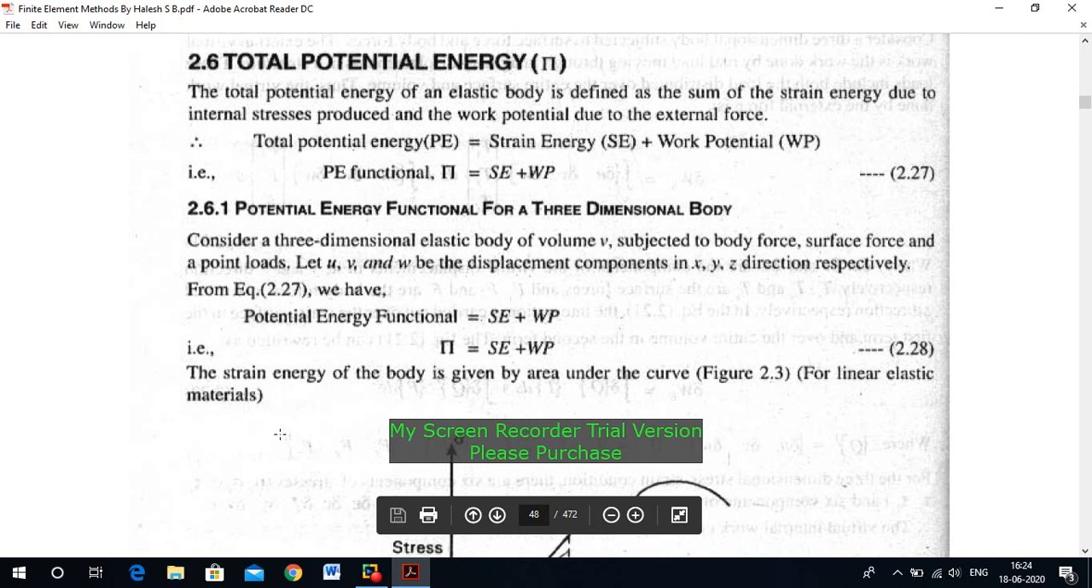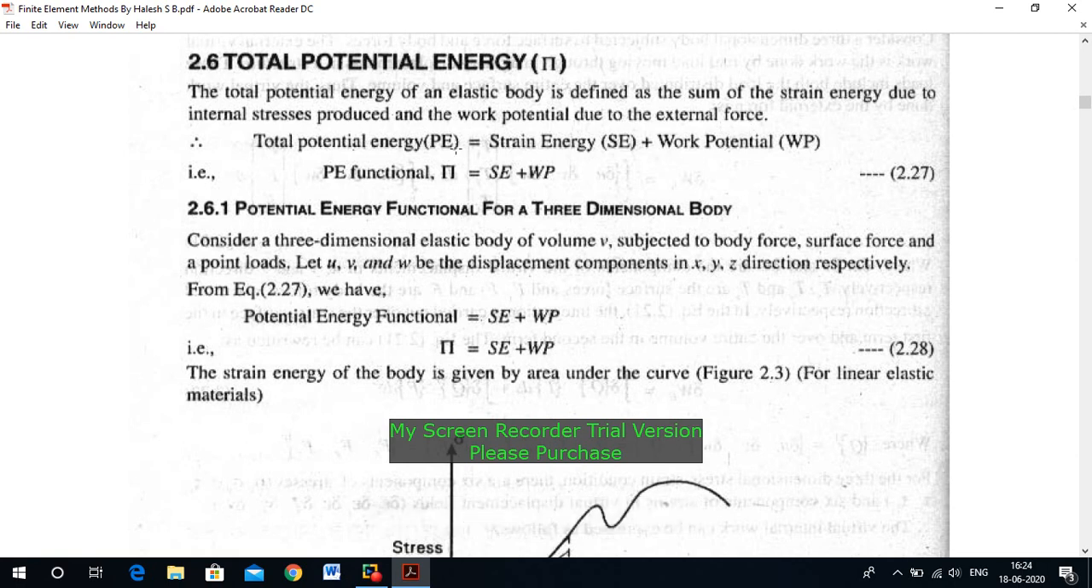See, the next topic in the first module, that is introduction to finite element, the concept of total potential energy. The total potential energy of an elastic body is defined as the sum of strain energy due to the internal stresses produced and the work potential due to the external force.